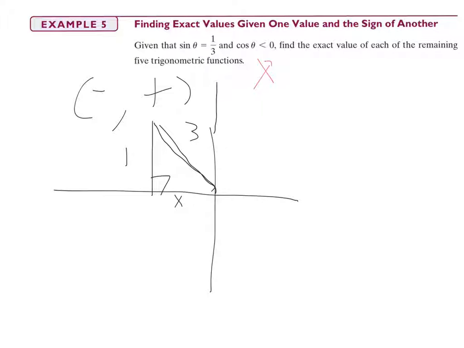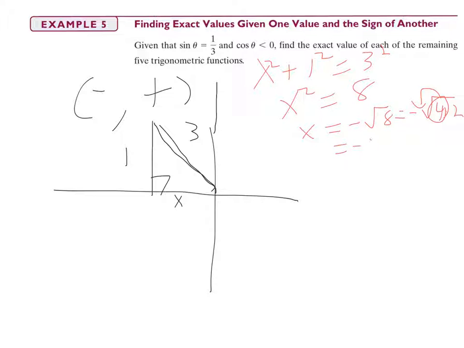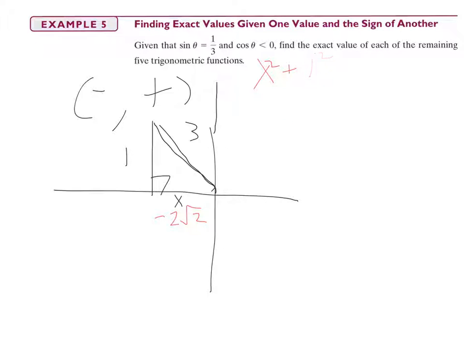So you have x squared plus 1 squared equal to 3 squared, which means x squared is equal to 8, which means x, since x value is negative, it'd be negative square root of 8, which would simplify to negative square root of 4 times 2. Square root of 4 is 2, so move that to the outside, so it'd be negative 2 square roots of 2. So now you can find the values of the other trig functions. Let me erase that so I can have room to write.